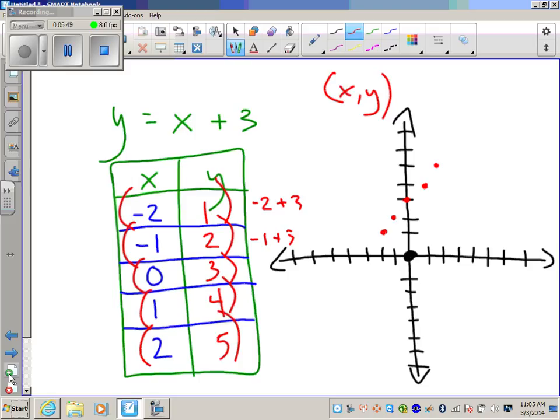The next step is to draw a line through it, not the straightest line in the world, and then we're going to label that line as y is equal to x plus 3. If I'm not able to draw a straight line through the points I put on my coordinate plane, what does that tell you?